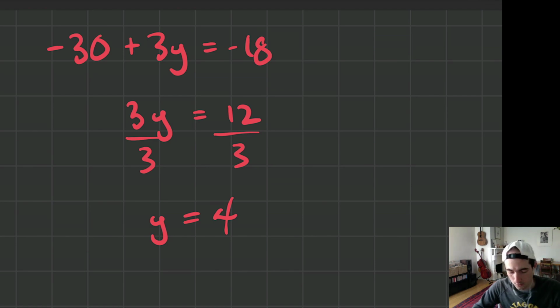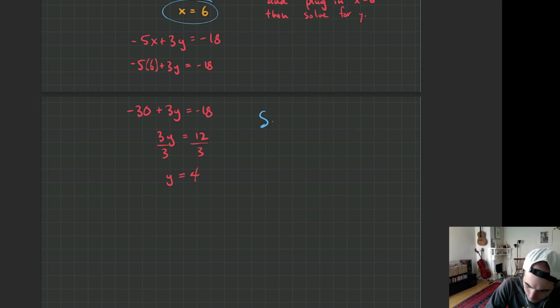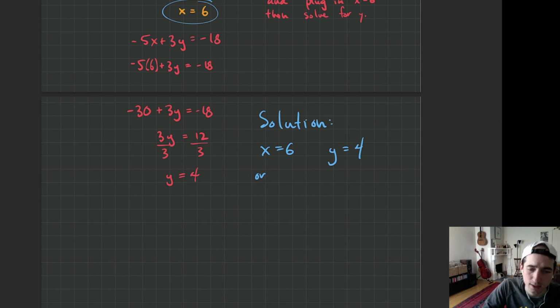Okay, so the solution is x equals 6 and y equals 4. Or the way I would actually prefer that you write it, which is a little more compact, is to write (6, 4), right? Because that's how we would describe the point of intersection.